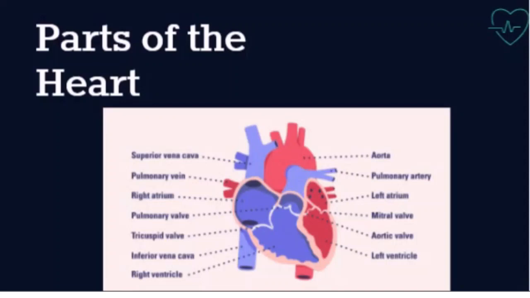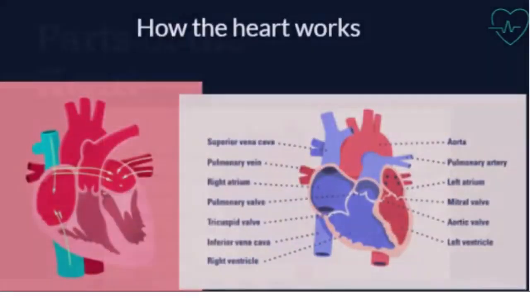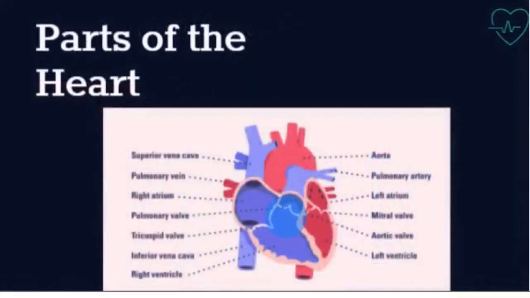Just so you guys know, the blue color is for deoxygenated blood and the red color is for oxygenated blood. So your left side of the heart carries the oxygenated blood and the right side is the deoxygenated blood part. And this muscular membrane that you see in the middle is actually the septum, and the septum prevents the mixing of the deoxygenated and oxygenated blood. So that's the use of that.